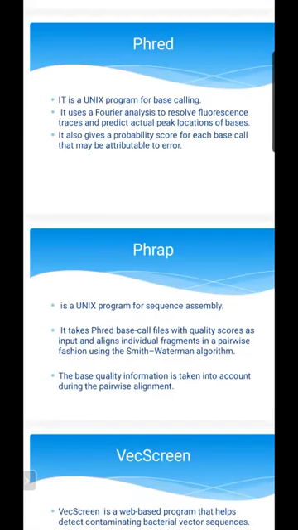Then the second one is PHRAP. PHRAP is a Unix program for sequence assembly. It takes PHRED base call files with the quality scores as input and aligns individual fragments in a pairwise fashion using the Smith-Waterman algorithm. The base quality information is taken into account during the pairwise alignment.